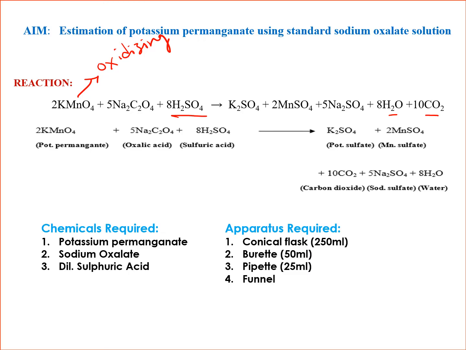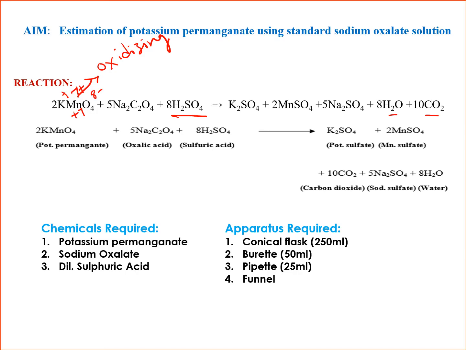Let me show how it acts as an oxidizing agent. If you calculate the oxidation state of manganese in KMnO4, it is plus 7. Oxygen is 2 minus, and there are 4 oxygens, so 2 into 4 is 8 minus. One K is there, that is plus 1. 8 minus plus 1 is minus 7, and minus 7 is compensated by plus 7. So manganese exhibits the plus 7 oxidation state.